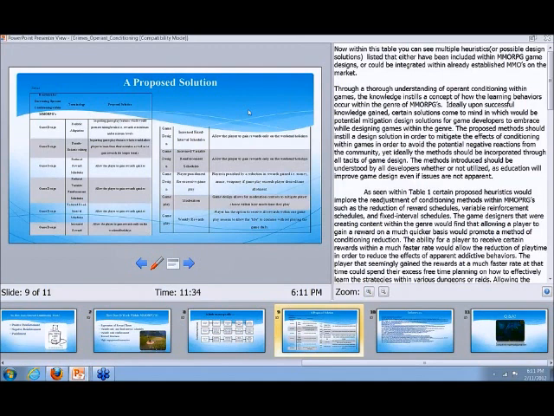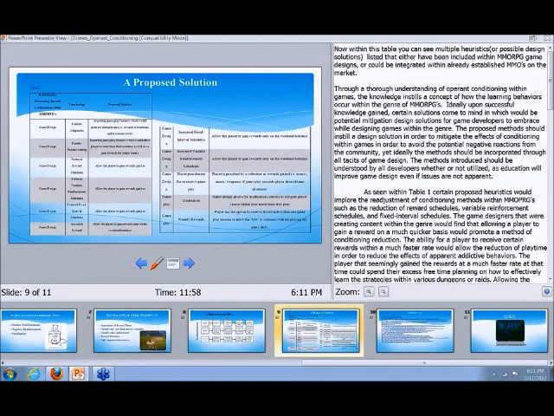Through a thorough understanding of operant conditioning within games, the knowledge instills a concept of how the learning behaviors occur within the genre of MMOs. Ideally, upon successful knowledge gained, certain solutions come to mind which would be potential mitigation design solutions for game developers to embrace while designing games within the genre.